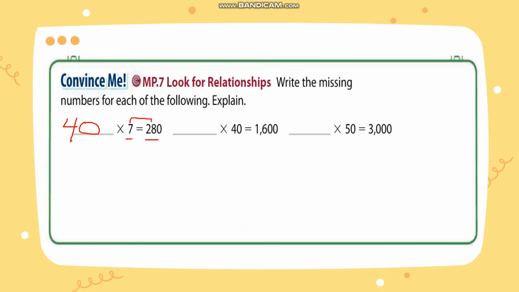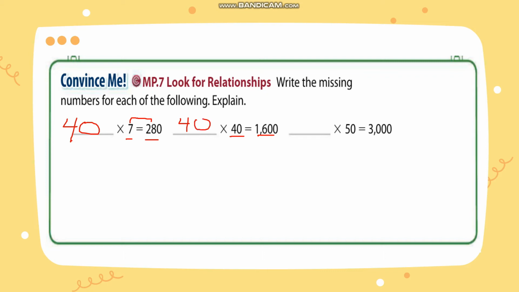Next, what number to be multiplied by 40 to make it 1,600? So what we are going to do is to divide 160 divided by 40. 160 divided by 40 is equivalent to 4. Then you have 1 zero, so the answer is 40.